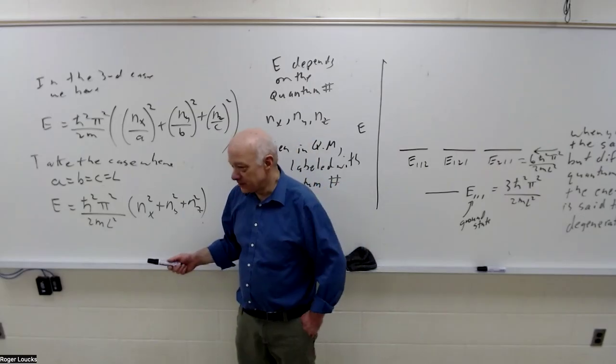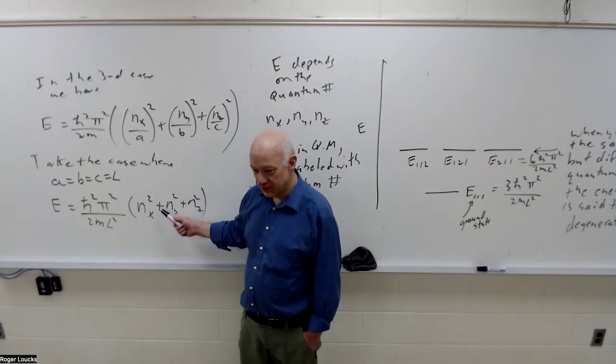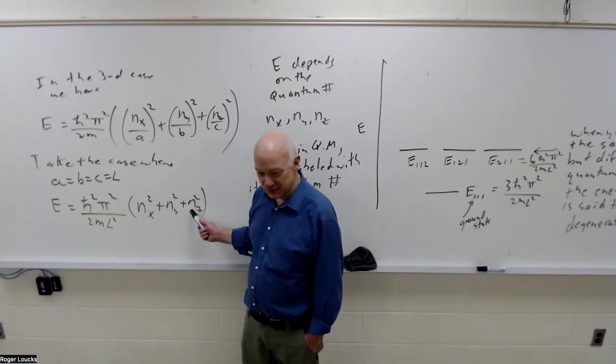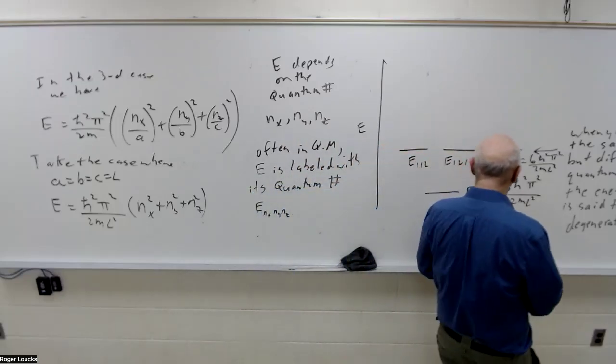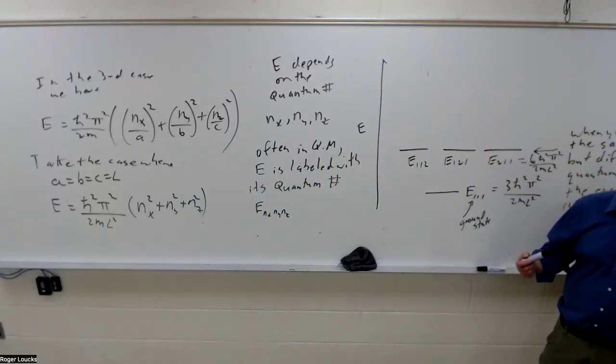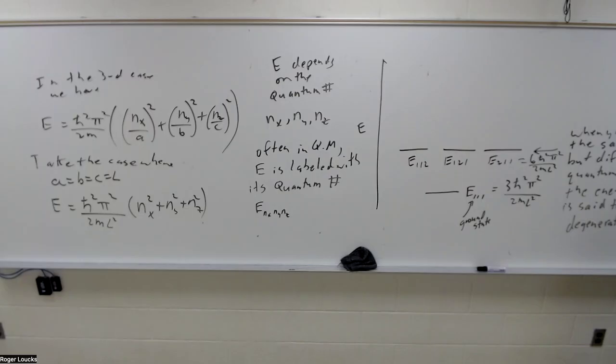Okay. Let's try the next one. 1 squared plus 1 squared plus 3 squared. 11. I call that 11. Crazy, I know. It's just wild. Okay, so this is not going to be the 113 at all. It's going to be 221. Okay. And how degenerate will that be? Triply degenerate.